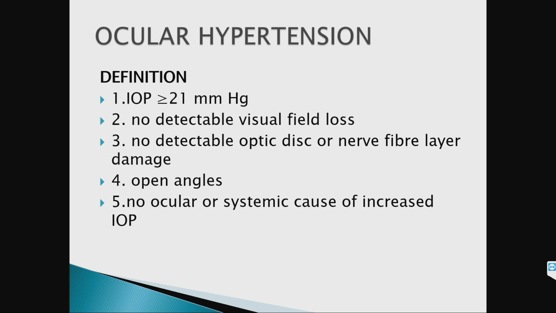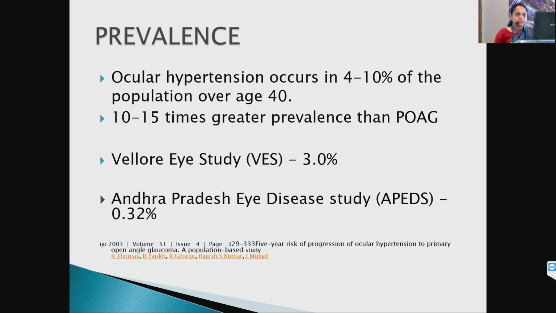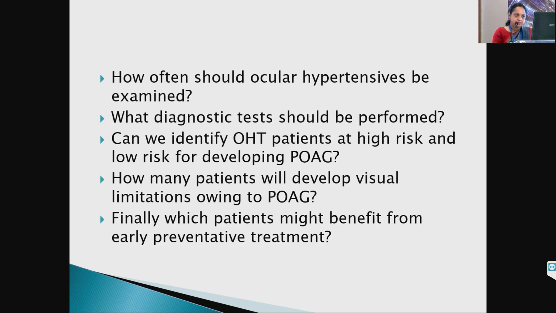Ocular hypertension is defined as IOP greater than or equal to 21 millimeter mercury with applanation tonometer on 2 or more occasions with normal visual field, normal optic disc, open angles, and no ocular or systemic cause of increased IOP. Ocular hypertension occurs in 4 to 10% of population over age 40 and is 10 to 15 times greater in prevalence than POAG.